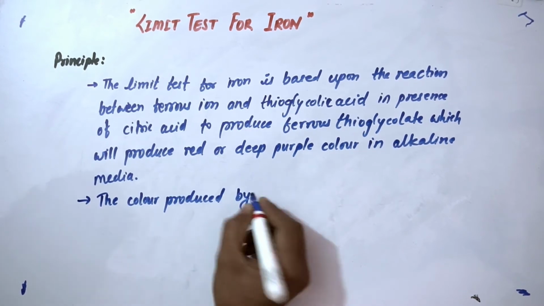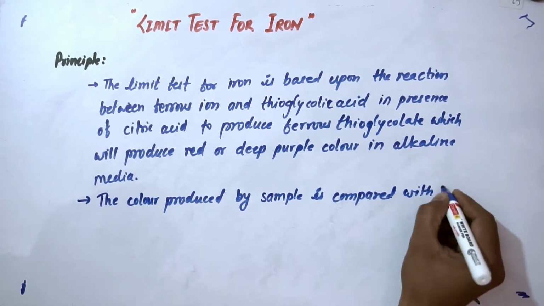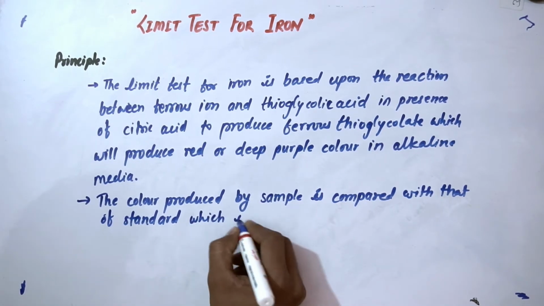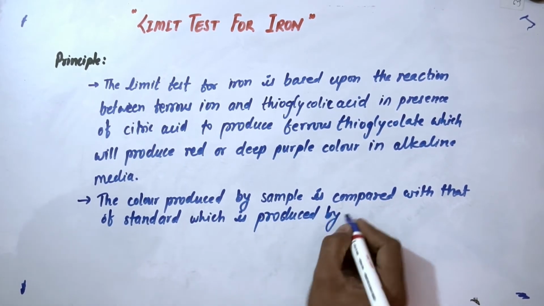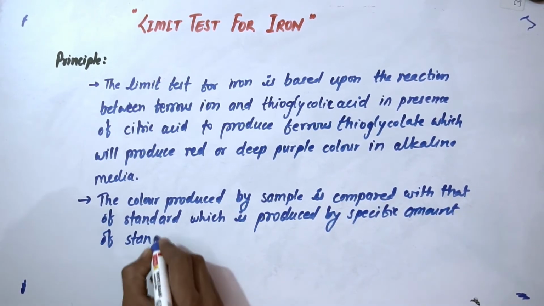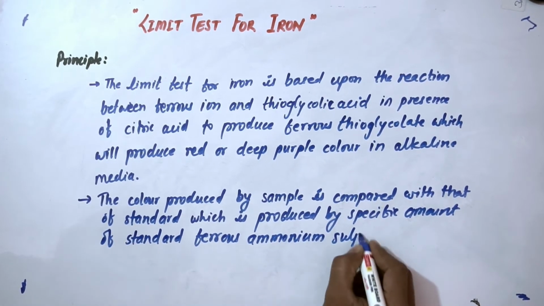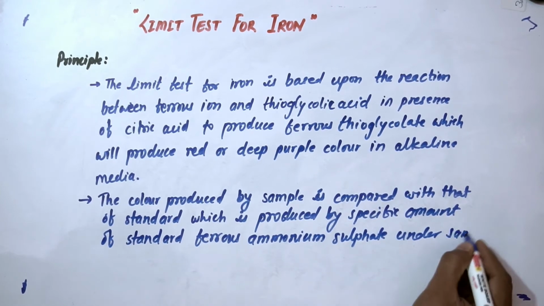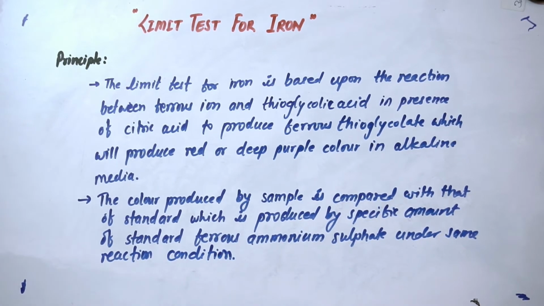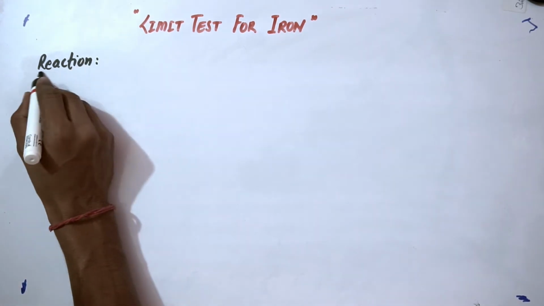Okay, so thus color produced by sample is compared with that of a standard, which is produced by a specific amount of a standard ferrous ammonium sulfate under same reaction condition. So here reaction condition will be same. Okay, so this is the principle. This principle format is for every limit test almost similar. Now we'll write the reaction.